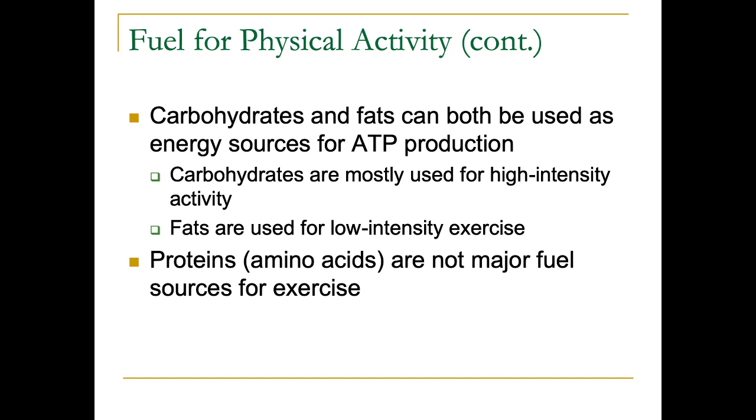So this means that carbohydrates and fats can both be used as energy sources for ATP production. Carbohydrates mostly for high-intensity activity and fats mostly for low-intensity activity. Proteins are generally not the major fuel sources for exercise. So your body really doesn't want to break down amino acids for exercise because it produces waste products, which then cause you to need to urinate, which can disrupt your hydration.